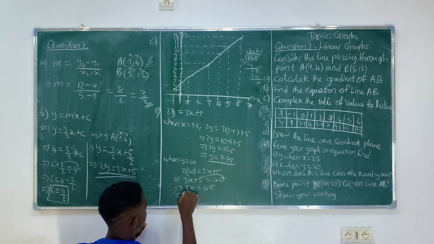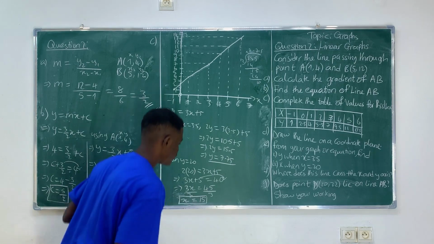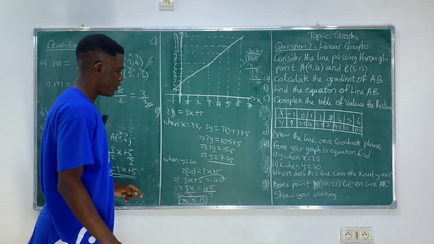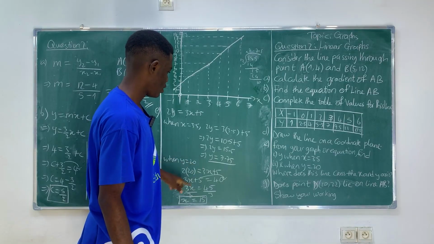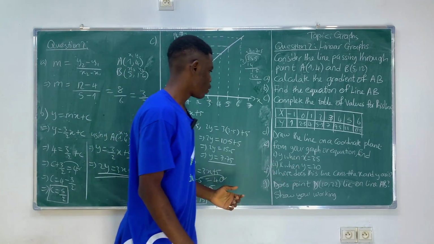45, which implies we divide both sides by 3, which implies x will be equal to 15. 45 over 3 is 15. So that is the value of y and x. Those are the values of y and x. So we are done with E.